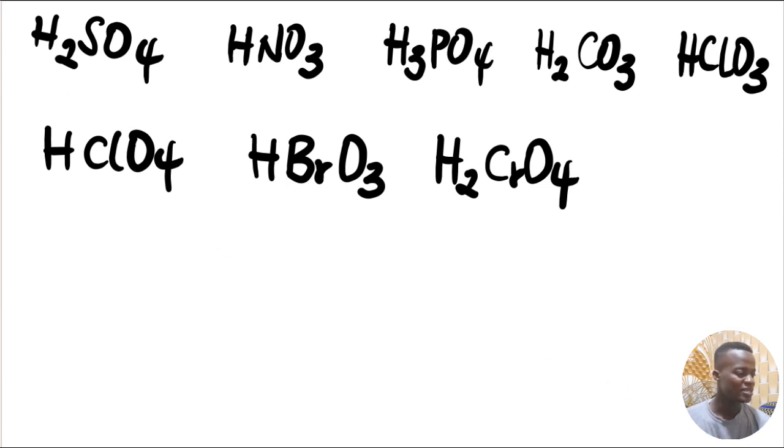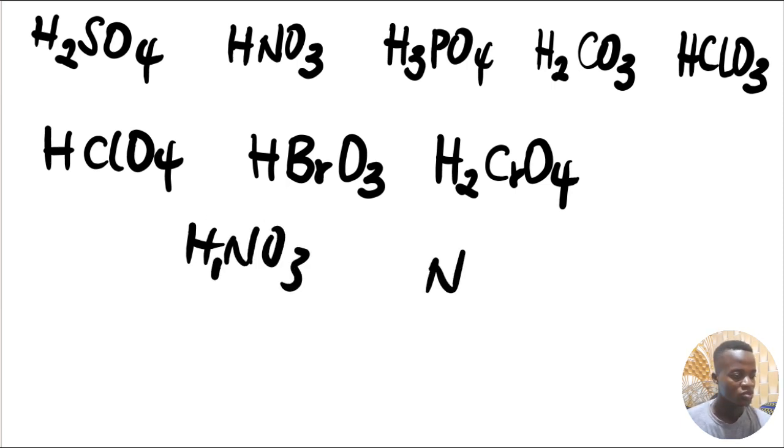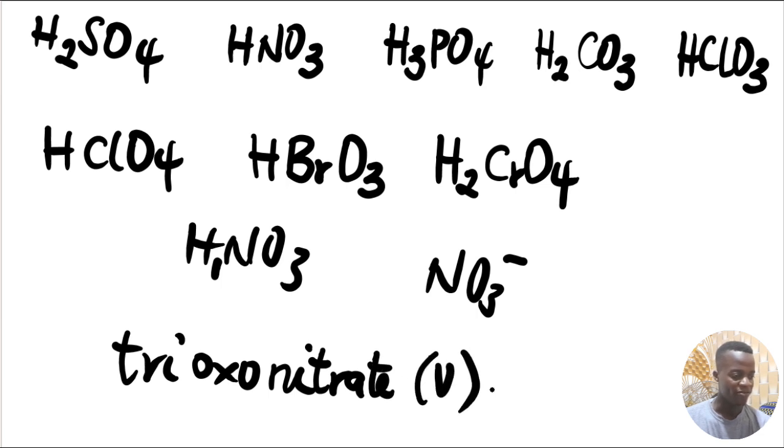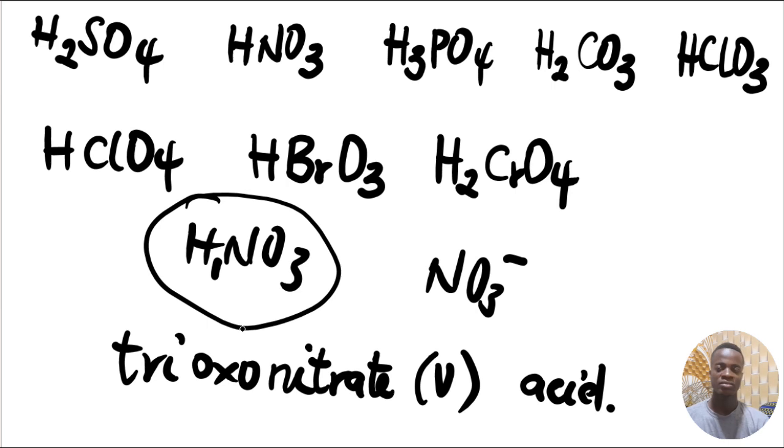Let's go to the next example, which is HNO3. For HNO3, the frequency of the hydrogen is 1, so the anion part is NO3 minus. If you want to name this, it's going to be trioxonitrate(5). I should have added ion, but because I'm naming an acid, I will just say acid. Trioxonitrate(5) acid. This is the name for HNO3.